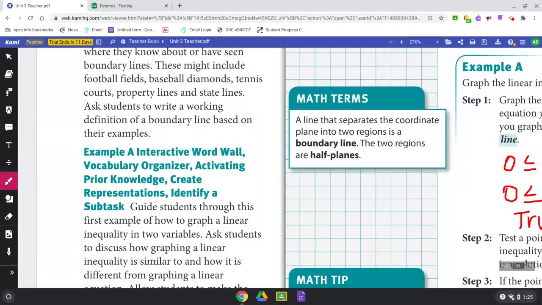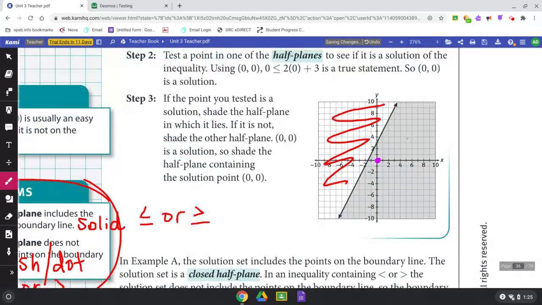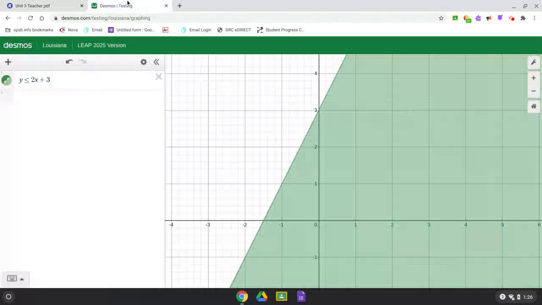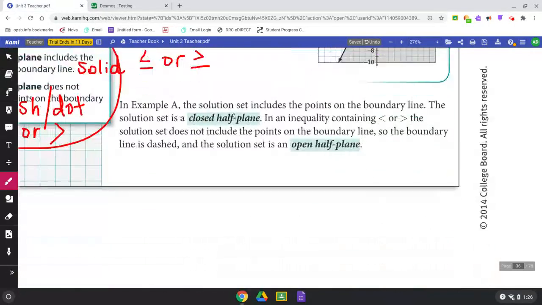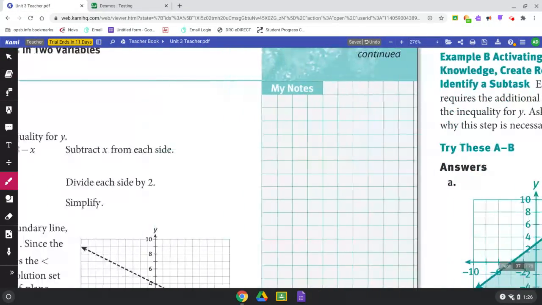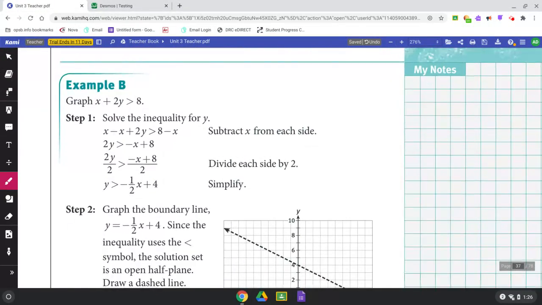Example A, look, solid line at 3 and -1/2 and shaded below. Okay, so you can use Desmos to graph inequalities, but I also want you to learn by hand. So let's look at part B. Let's look at example B and see if we can do this by hand.